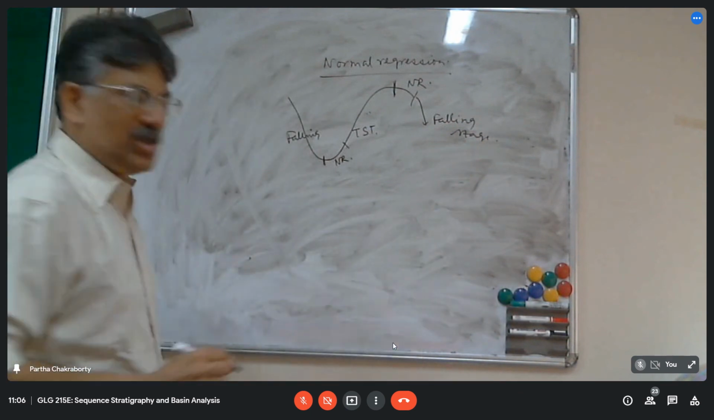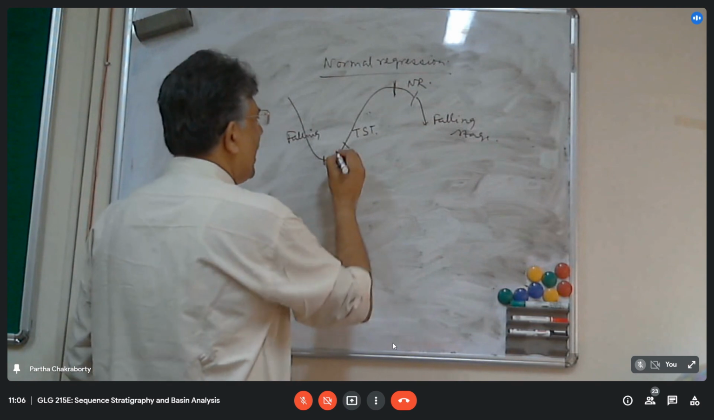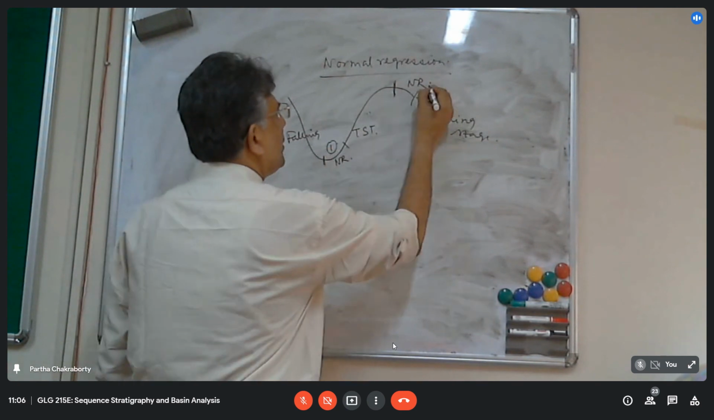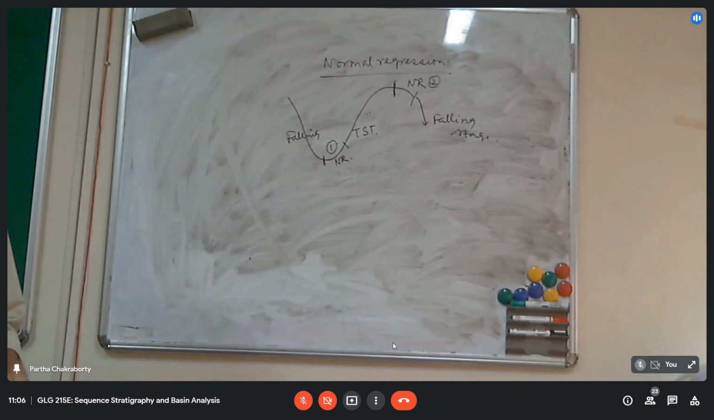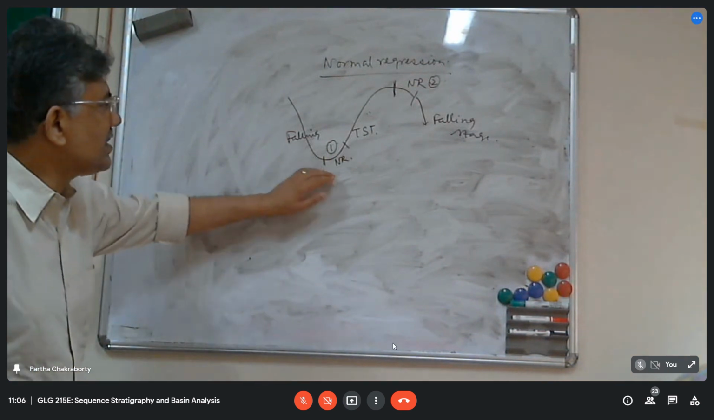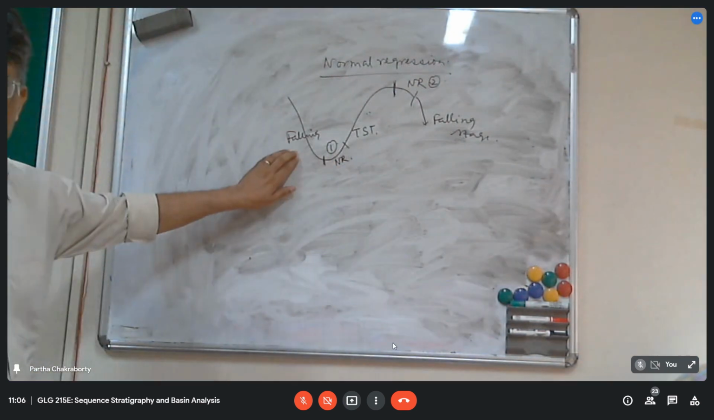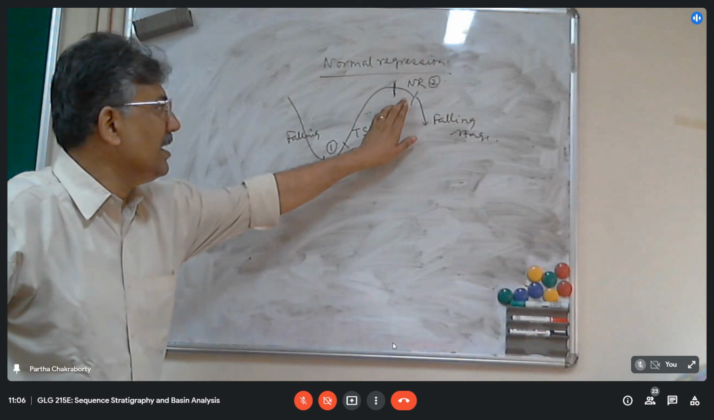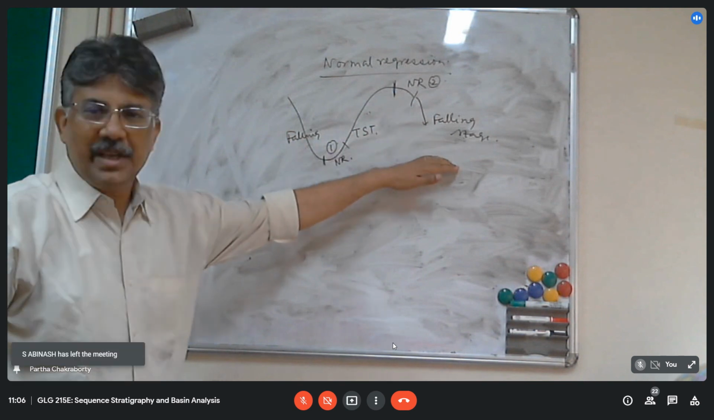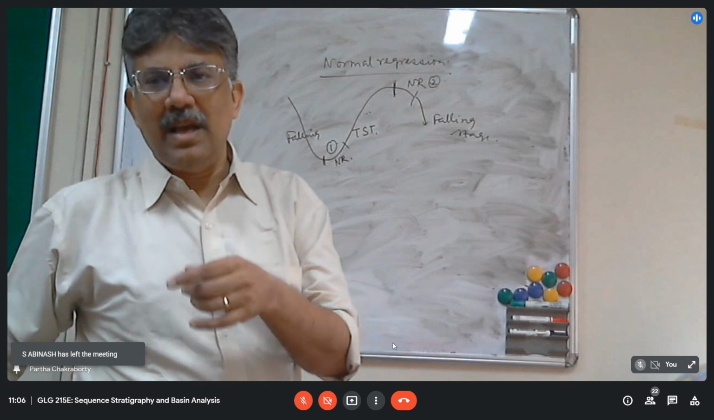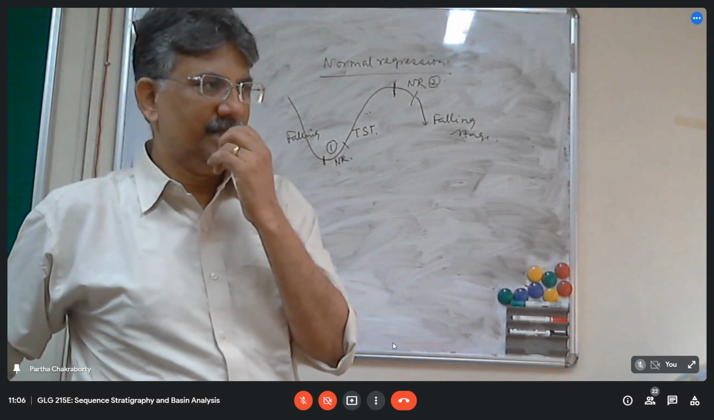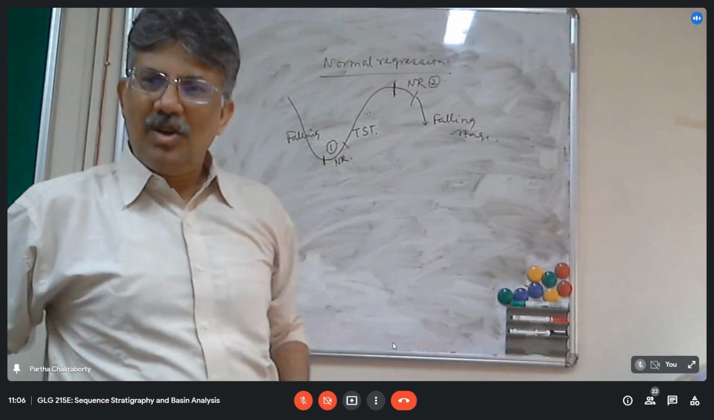Okay. So there is one normal regression, and a second normal regression. One normal regression is actually succeeding the falling; another normal regression is succeeded by falling. Am I clear? Yes, sir.